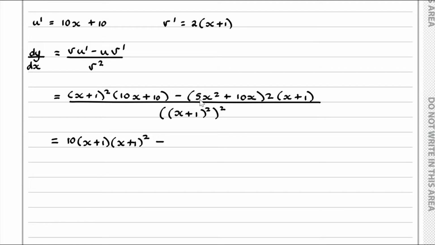Well, considering the 5x squared plus 10x, we can factorise out from that a 5x. So we have 5x lots of x plus 2. So 5x lots of x plus 2 gives the 5x squared plus 10x, and then we still multiply this by 2 lots of x plus 1.